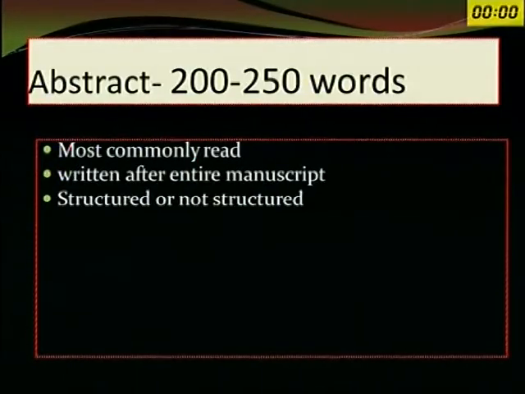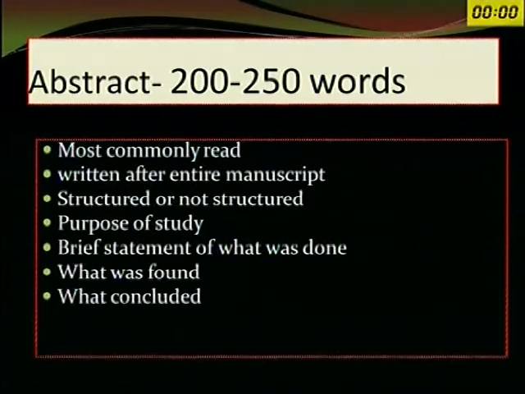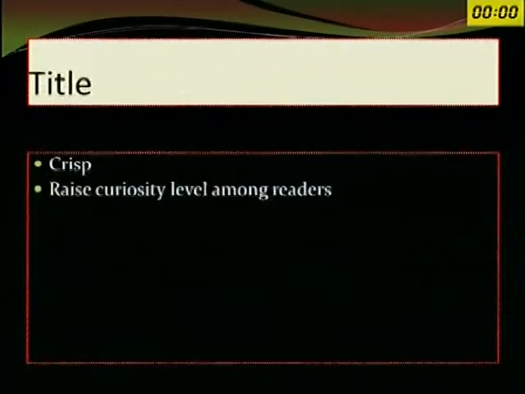Now the last is the abstract, because this is something which is most commonly read. Every one of you reads the abstract, and if it is interesting, then you go to the article. So it is the most commonly read. You should write it after the entire manuscript. It may be structured or not structured, depending on the journal, but you must divide it into 4 parts: 2 lines, purpose of study; 3 lines, brief statement of what was done; 3 lines, what was found; and 2 lines, what was concluded. That's how you split your abstract.